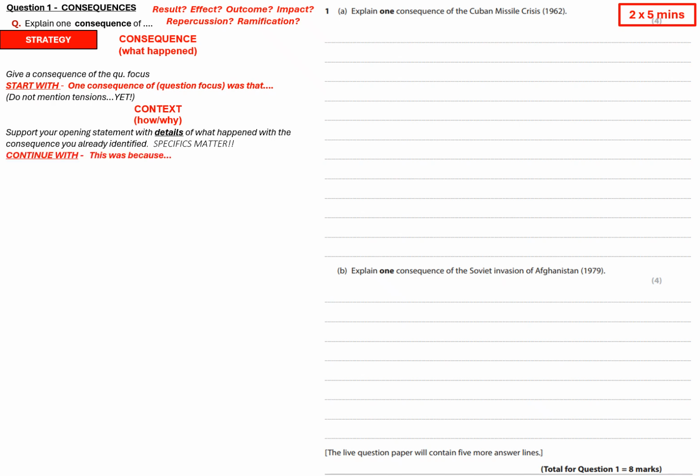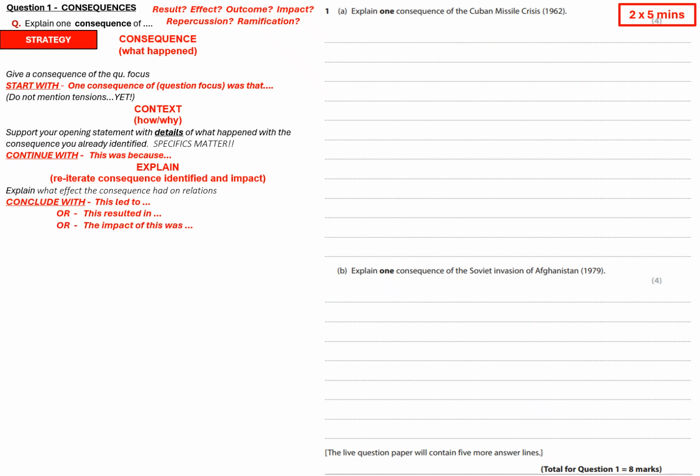Okay, continue with this was because, and then finally you're going to explain, and here you're just going to reiterate the consequence that you've identified and the impact of it. And what I mean by that is explain what impact or what effect the consequence had on relations. So you're going to conclude it with something along the lines of this led to, or this resulted in, or the impact of this was. So it's give the consequence, explain in more detail what that consequence was, and then explain the impact of it on relations.